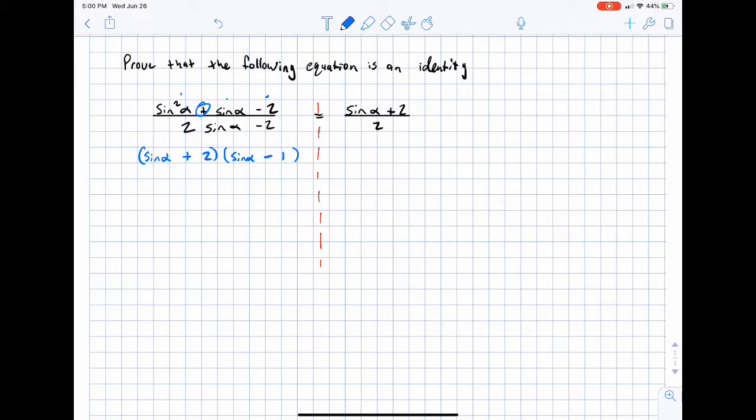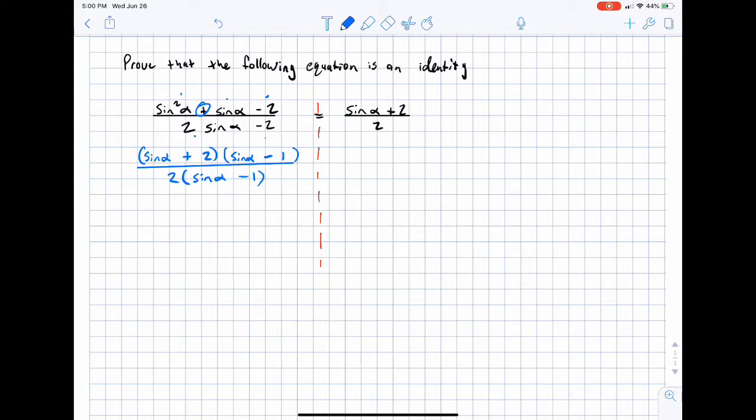I also noticed that in the denominator there are 2 terms and there is a common factor of 2. So I'm actually going to factor out a 2 from the denominator as well. So I end up with 2 times the sine of alpha minus 1.